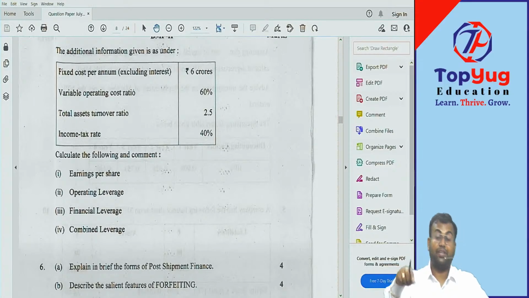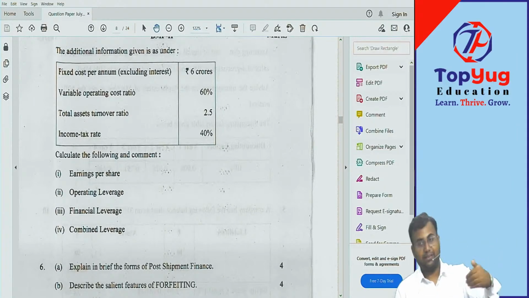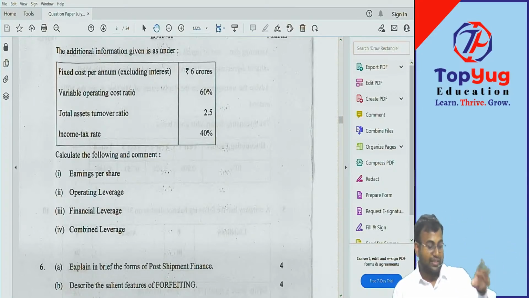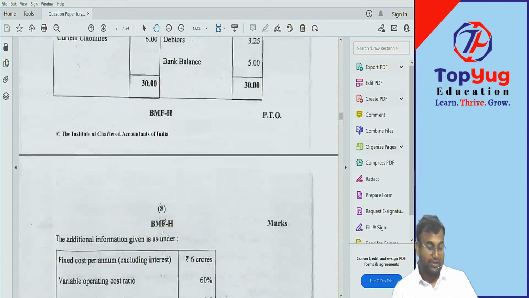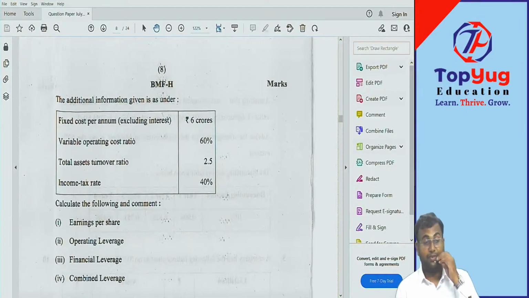Total asset turnover ratio. Now this is important. They merged ratios with the leverage. Instead of giving you sales directly, they say sales is a ratio of turnover. तो पहला थोड़ा ratio का knowledge होना चाहिए. Total asset turnover, I will tell you, is sales by assets. Right? Total assets here is how much? 30 crores. So 30 crores into 2.5 you have to do. How much would that be, sir?